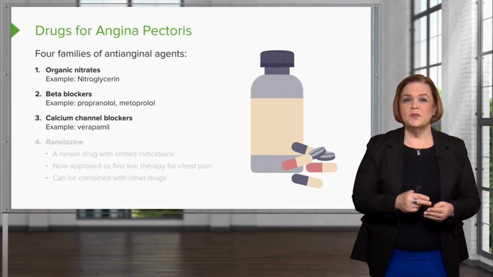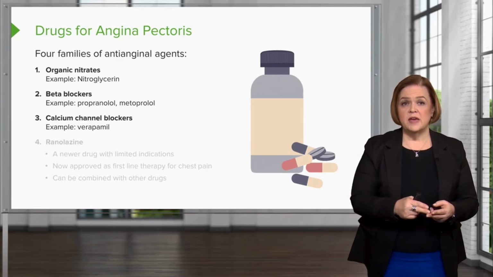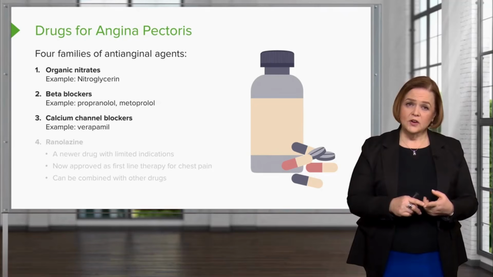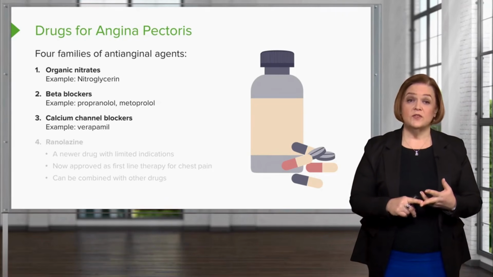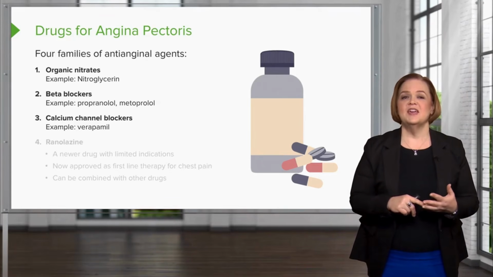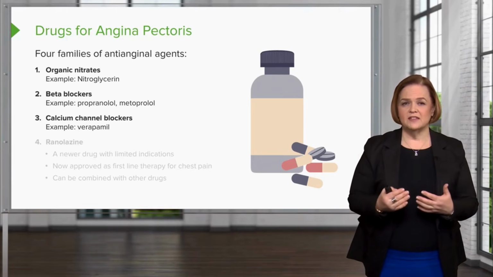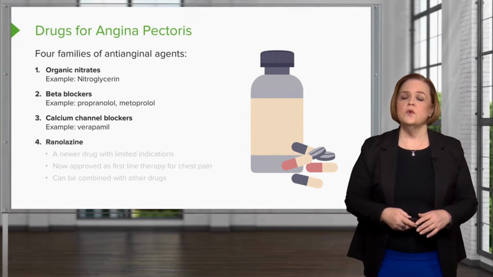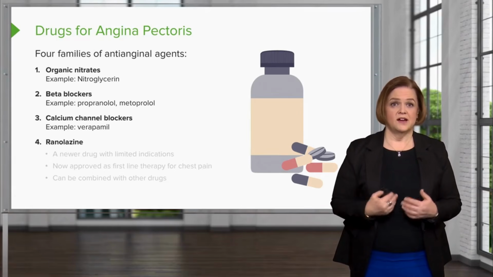So we've talked about the first 3 families: nitrates, beta blockers, and calcium channel blockers. Now, you've probably heard of nitrates before you watched this video. Beta blockers, if you've looked at our videos on hypertension, we've already talked about those, as we have calcium channel blockers. But we're going to talk a little bit differently about the application of these medications when we're treating chest pain. The 4th group may actually be the newest to you because it's the newest to us.